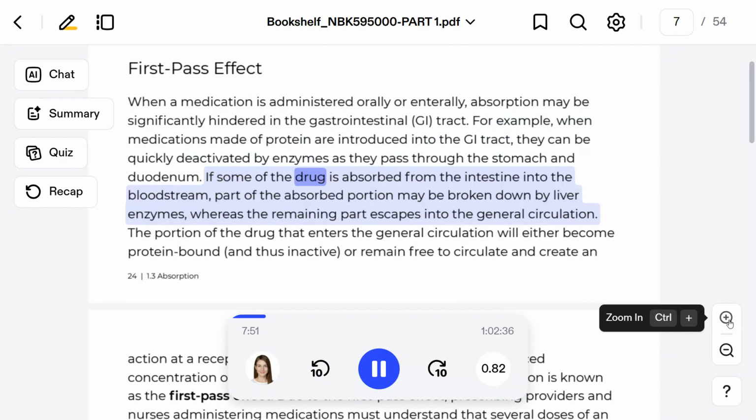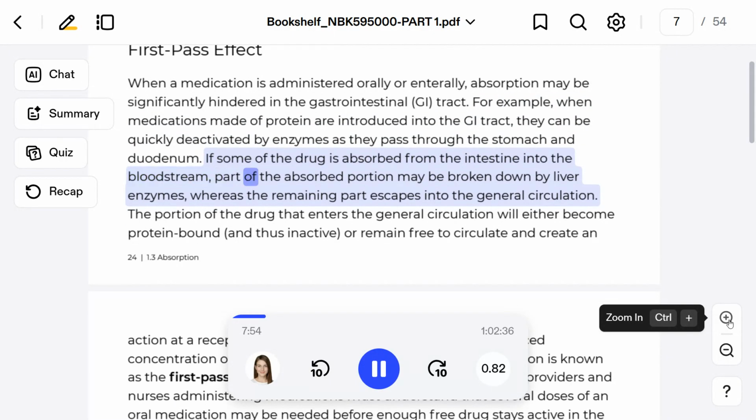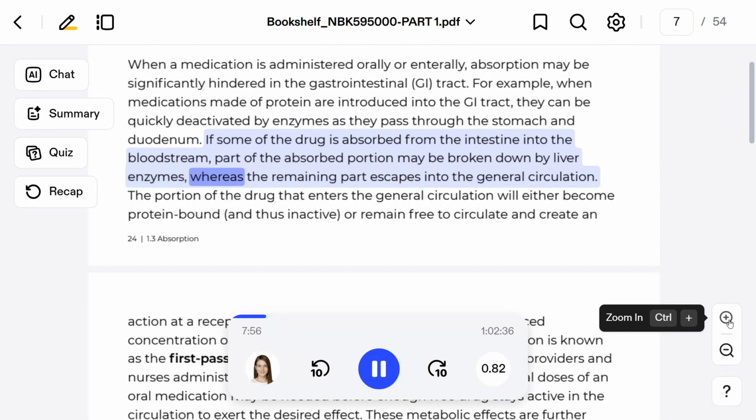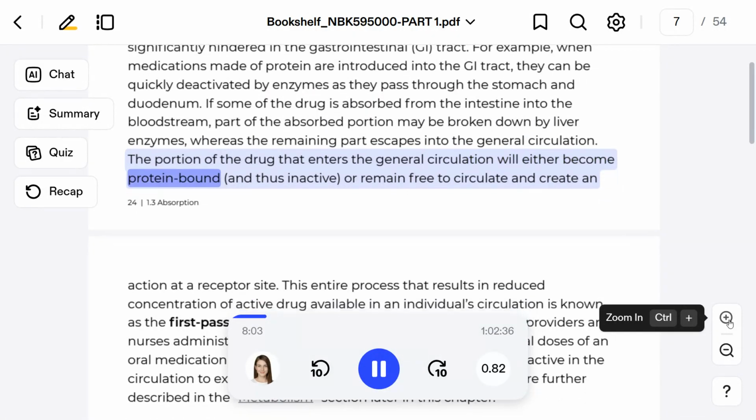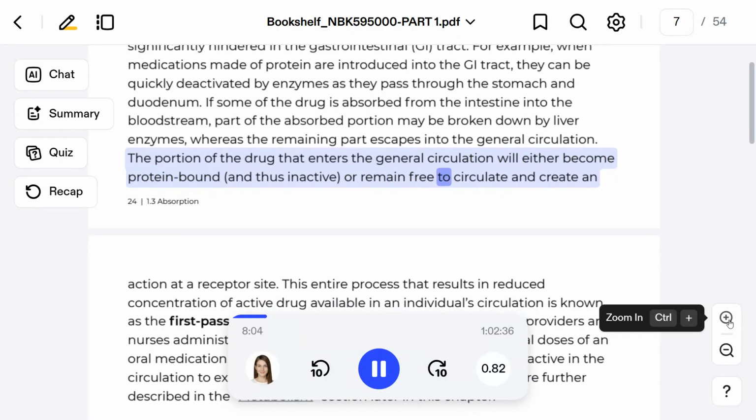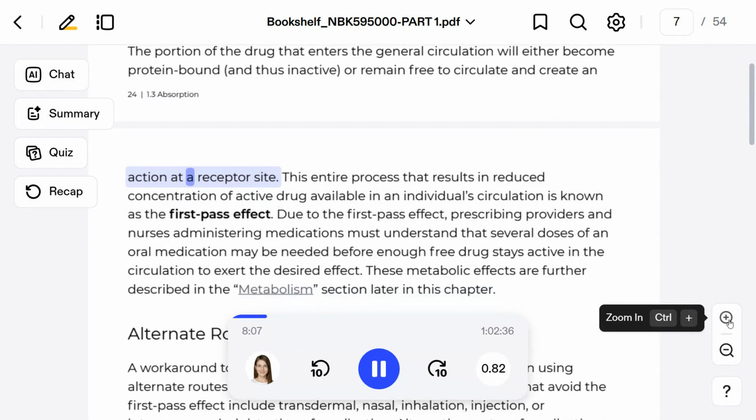If some of the drug is absorbed from the intestine into the bloodstream, part of the absorbed portion may be broken down by liver enzymes, whereas the remaining part escapes into the general circulation. The portion of the drug that enters the general circulation will either become protein-bound or remain free to circulate and create an action at a receptor site.